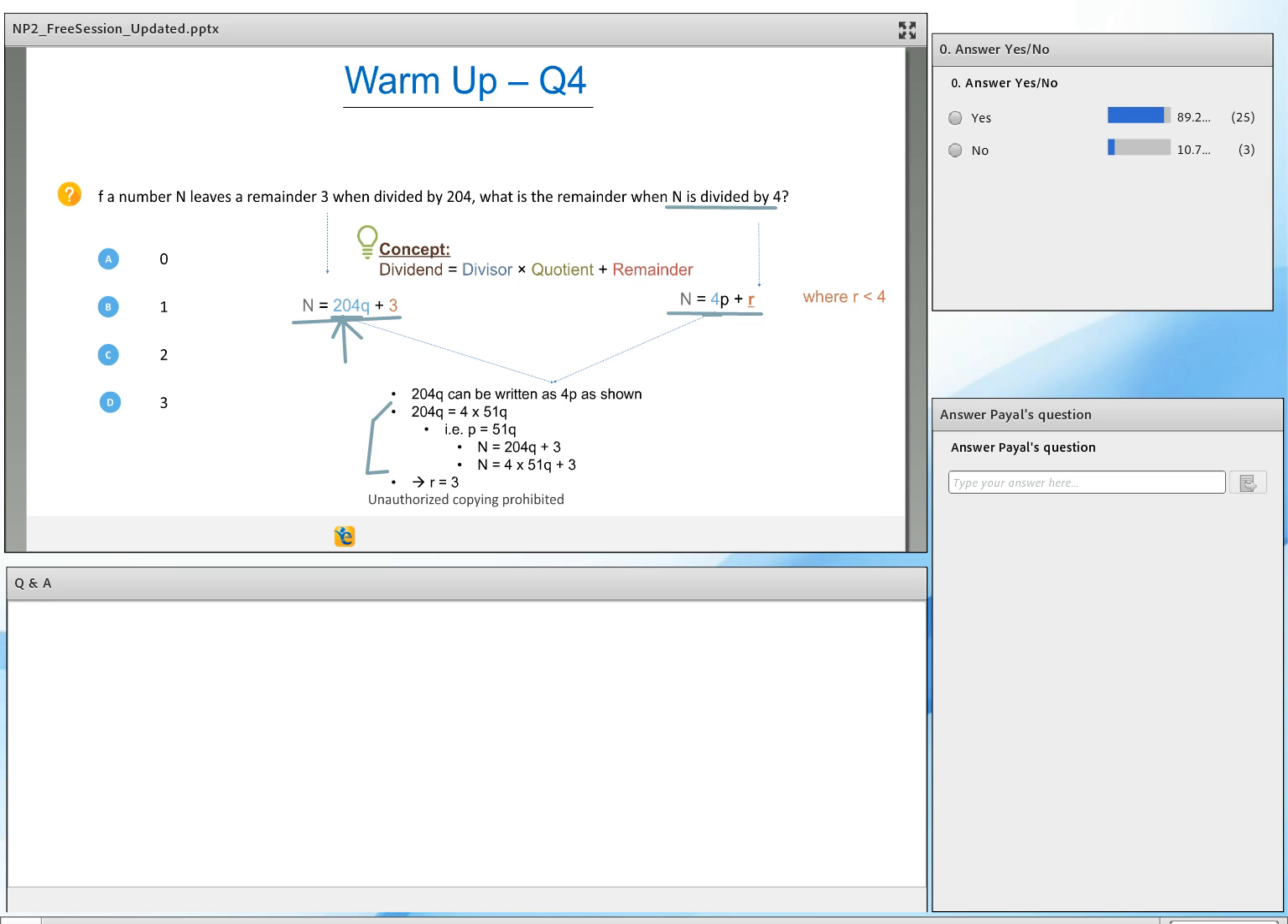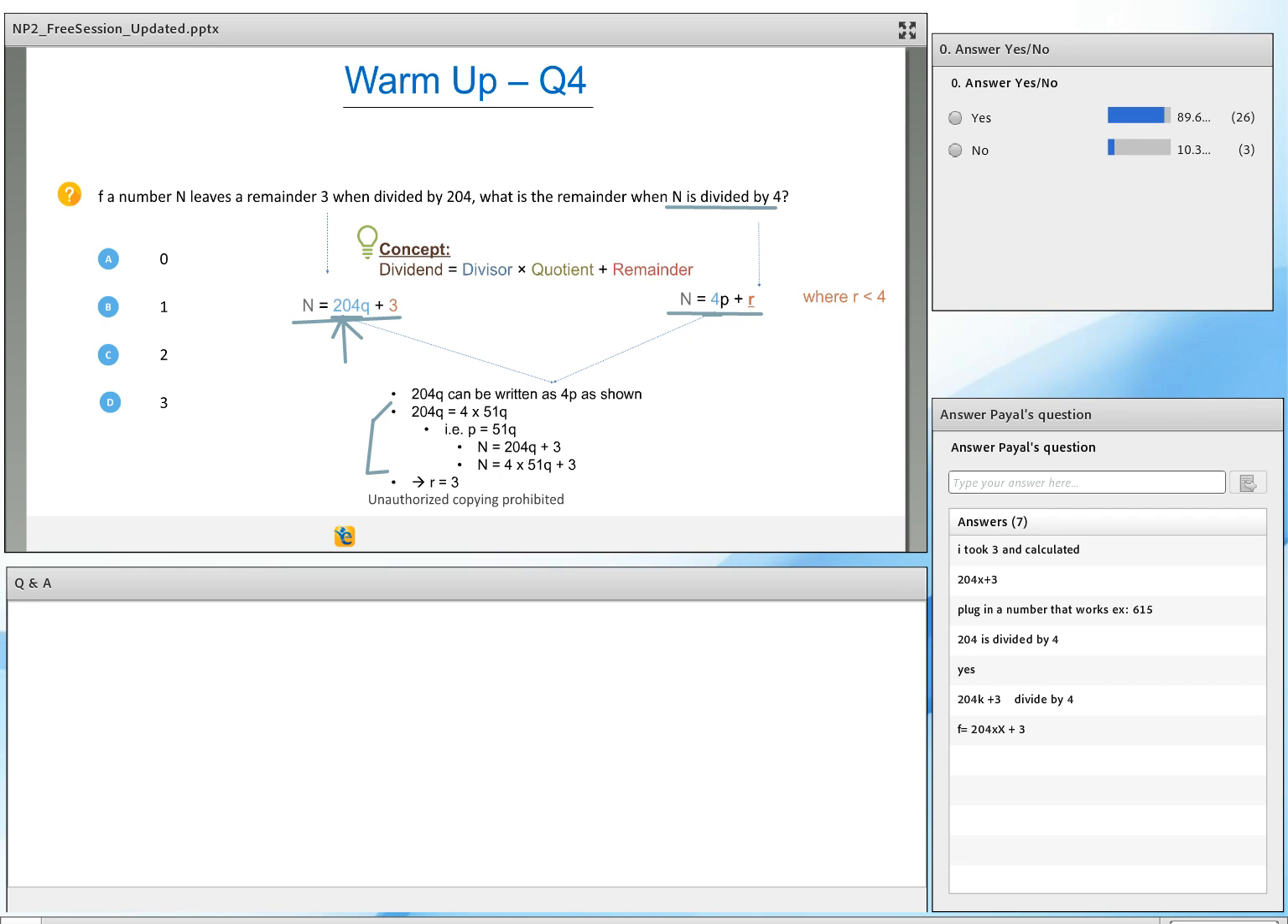What I'm doing here is I'm not assuming any numbers. A number of you said that you plugged in a number and calculated, right? I'm not doing any of that. All I'm doing is coming to certain equations by utilizing my conceptual understanding and by reading the question statement properly. This is a result of that step. Then, without even putting my pen on the paper, I'm just observing these two equations and seeing what I need. And what I need is to see whether I can express 204q in terms of 4p.